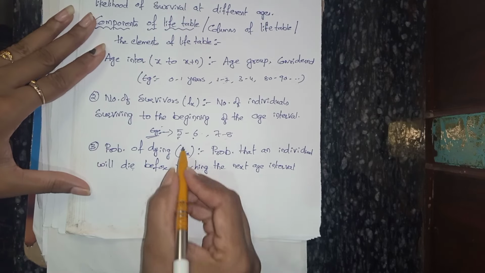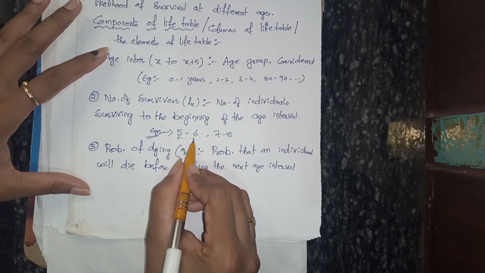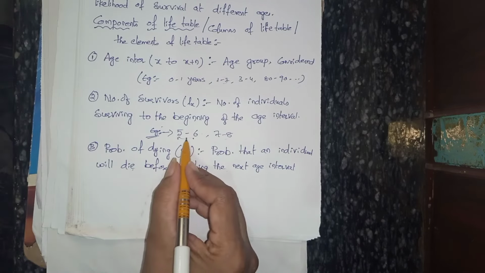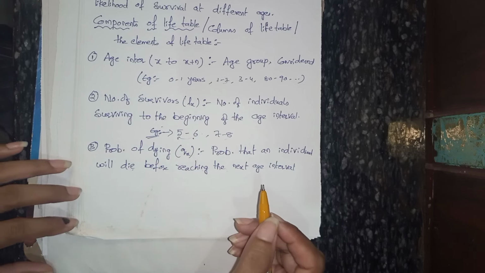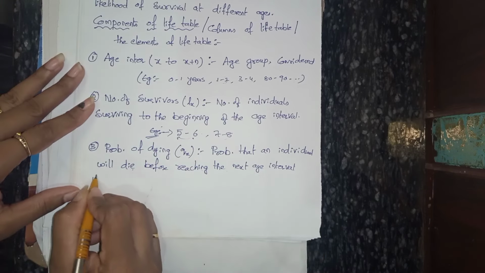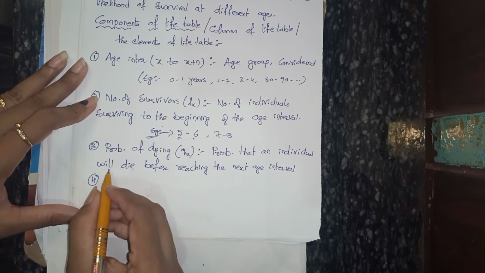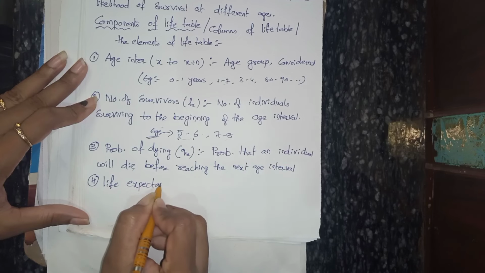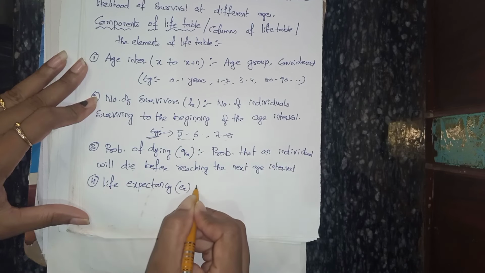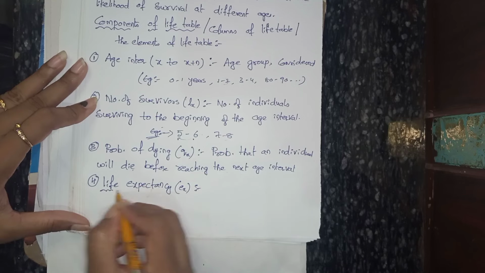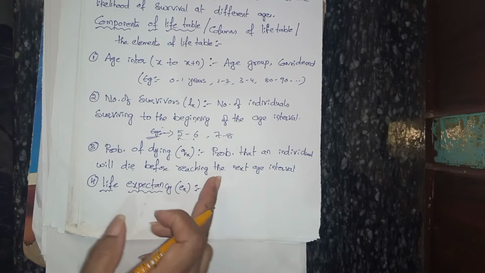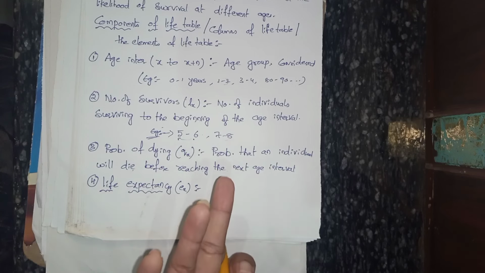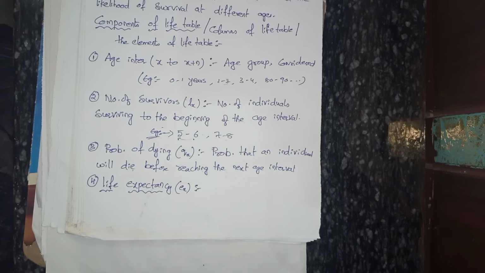Here they calculate the person who doesn't reach 7 years. They are considered as what? Here they may die, like that. And the next is life expectancy. It is denoted with EX. So here we calculate how many years they are going to live. As I told you, 7 to 8 years means they can live up to, again, 95 more years. Like that I said, no? So that is called life expectancy.